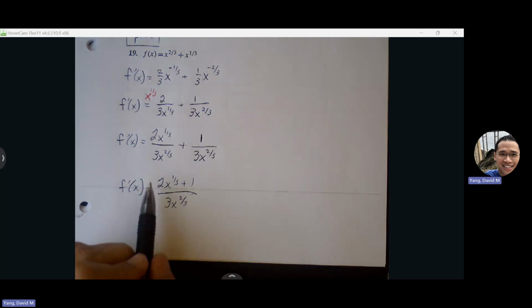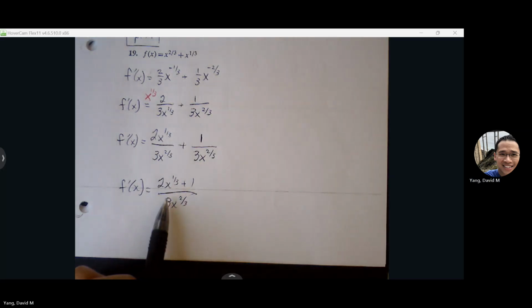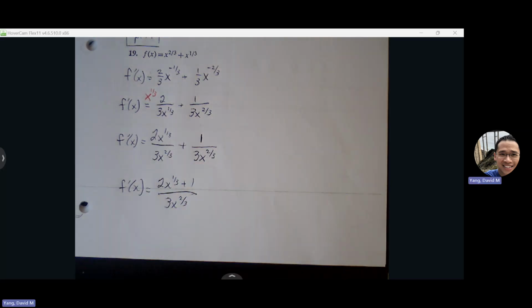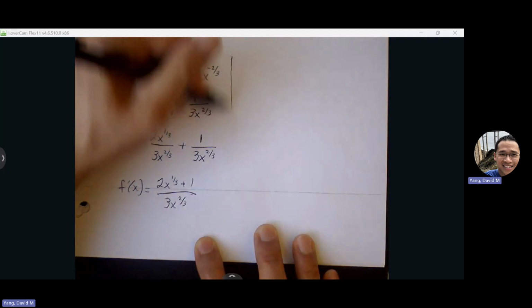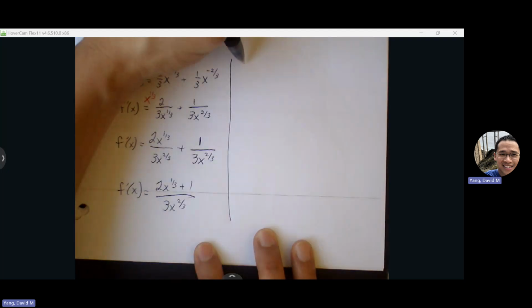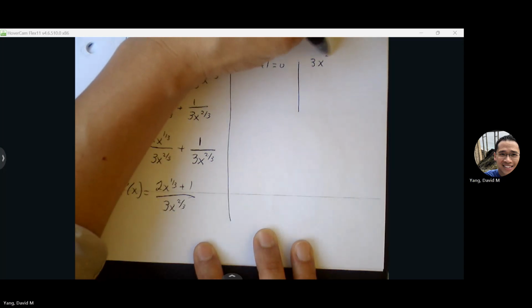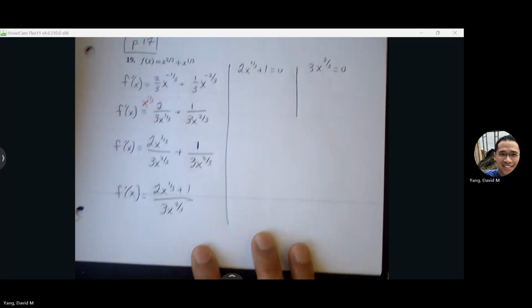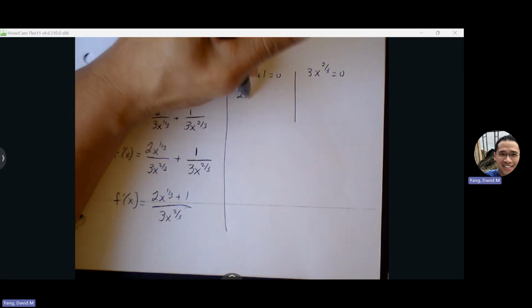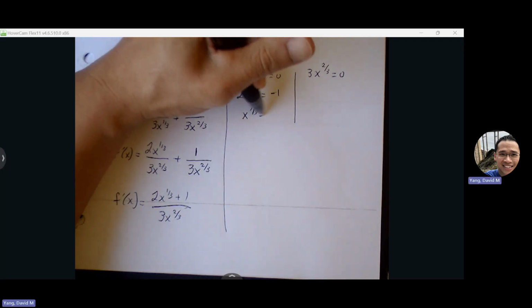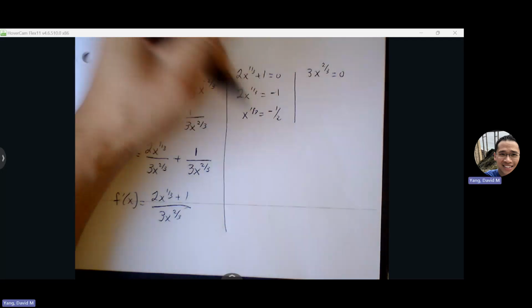Now we can separately look for critical points. The numerator we set equal to 0, the denominator we set equal to 0, and then we look for critical points. So for this one, 2x to the 1/3 equals -1, so x to the 1/3 equals -1/2.